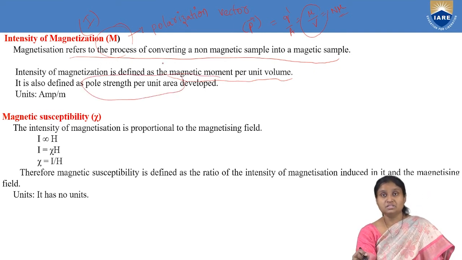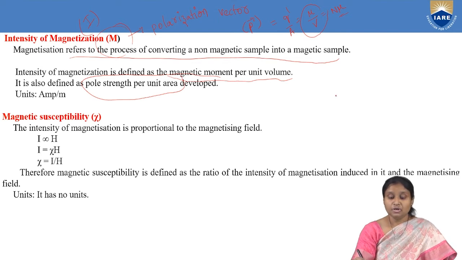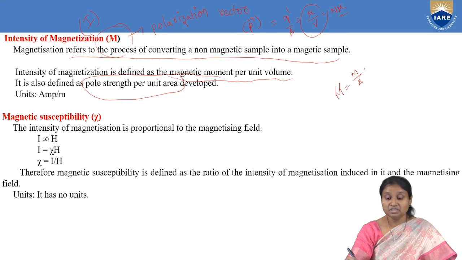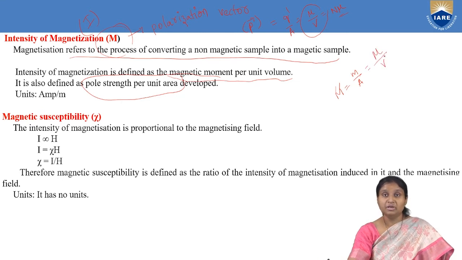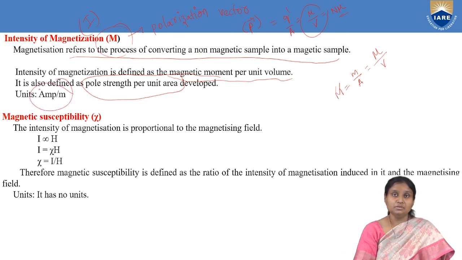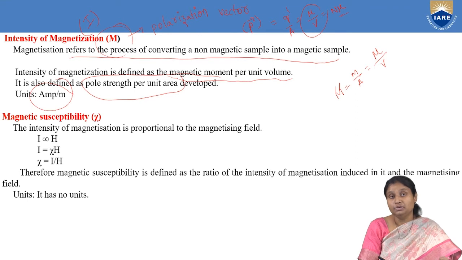So one more definition is pole strength. When we talk about this magnetization M, usually the pole strength is given as small m per unit area. So this is the definition for intensity of magnetization, which is also given as magnetic moment per unit volume of the magnetic material. Coming to units, the units are ampere per meter. As you can make out, H is our magnetizing field or magnetic field intensity, and M is intensity of magnetization. Both have the same units.